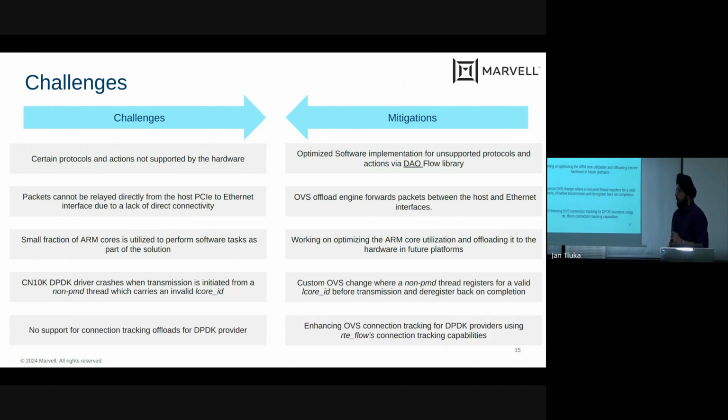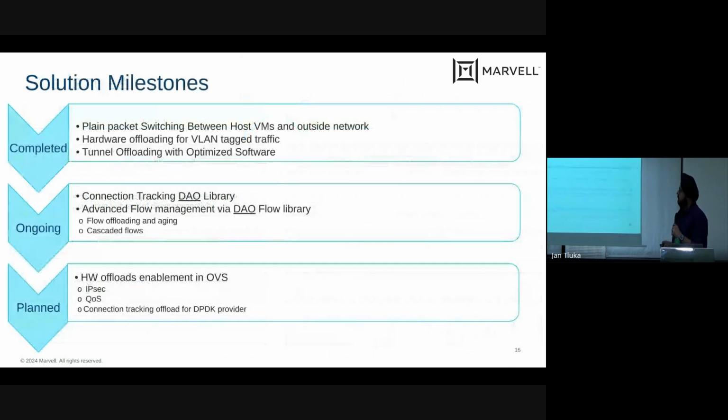Currently, as we saw in our previous talks as well, there is no support for connection tracking for the DPDK providers. So we are trying to enhance OVS connection tracking for DPDK providers using the RTE flow connection tracking capabilities. We are working on it. With the OVS library plus some changes in OVS, we are trying to achieve the targets.